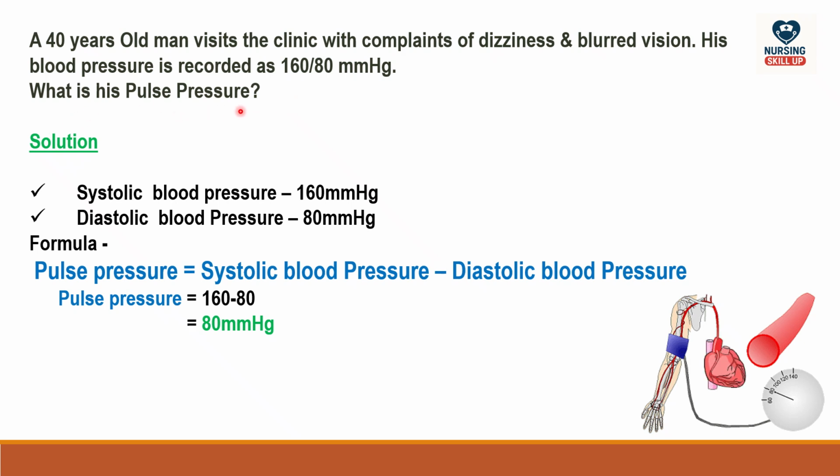The formula says pulse pressure equals systolic blood pressure minus diastolic blood pressure. Here is the solution: 160 is the systolic blood pressure and 80 is the diastolic blood pressure. So 160 minus 80 is 80 mmHg.